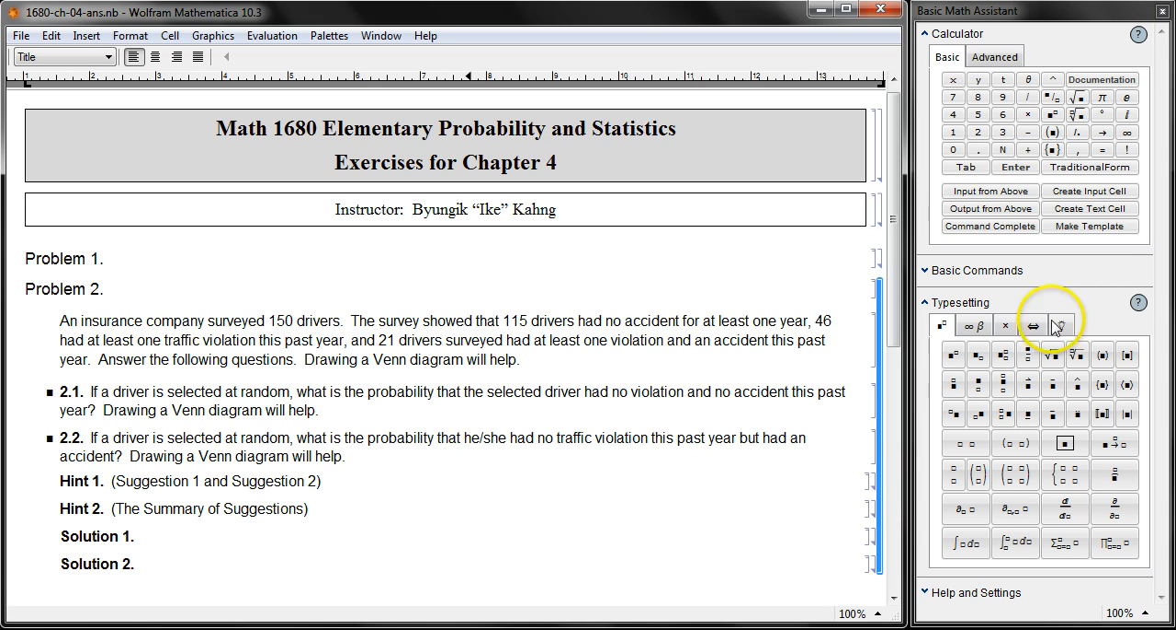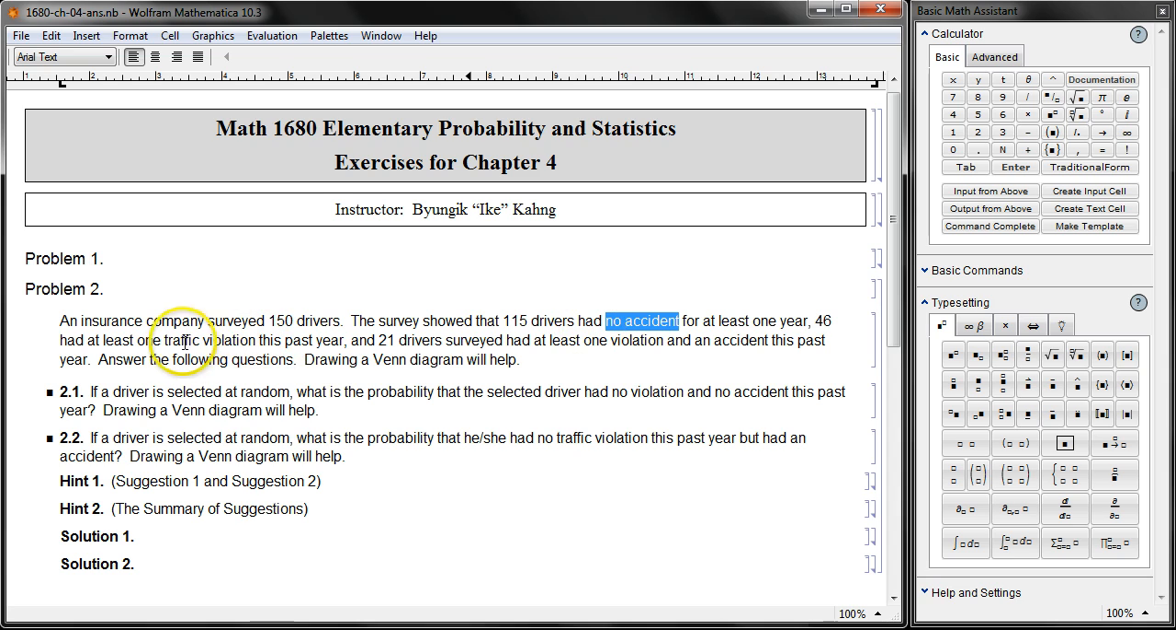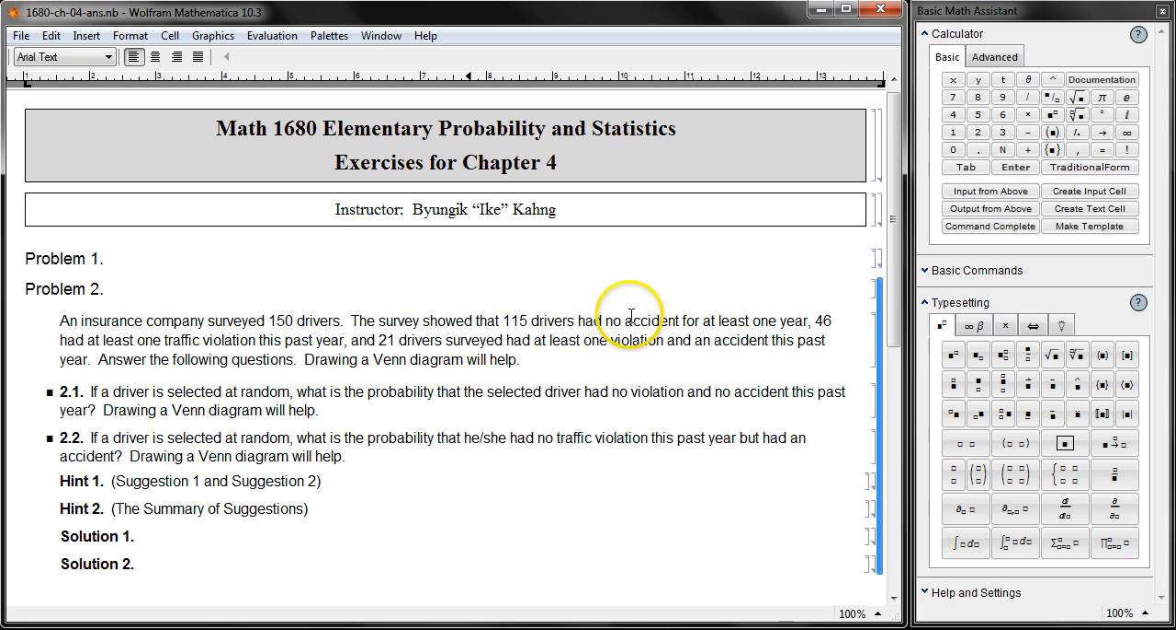Okay, here's a hint. I'll give you a hint and 2 suggestions from that hint. Now, how many circles? No accident, at least a traffic violation, had an accident. So are we talking about 3 events? Let's see, no accident, traffic violation, the same as before, had an accident. 3 circles? No, not really.